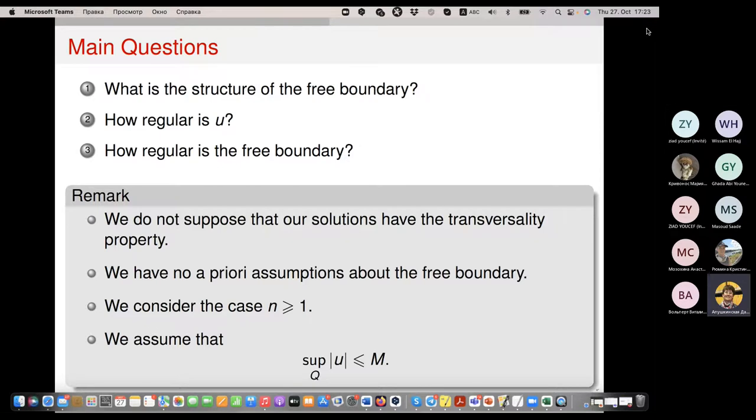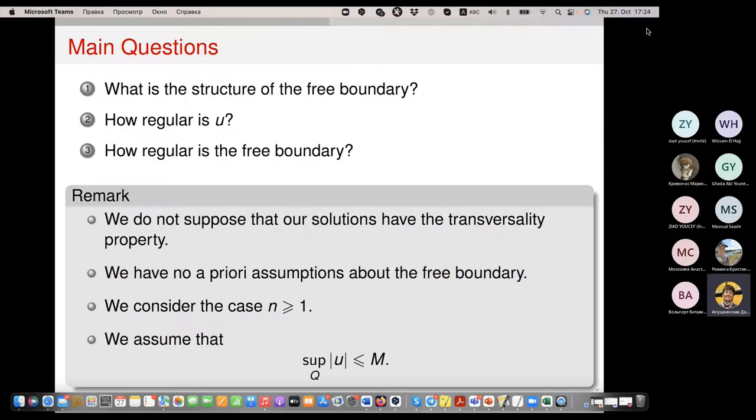What is unusual and usual here with our questions? The question, how regular is U, is a standard question for free boundary problems. And the reason is the following. We solve our problem in a certain space, this Sobolev space W21Q. But we try to improve this regularity and show that there exists an optimal one. So in fact, it's W21 infinity. We need Lipschitz to be able to study regularity of the free boundary.